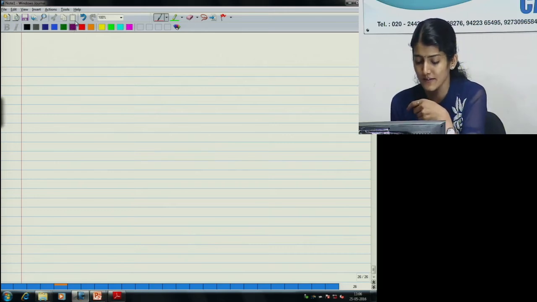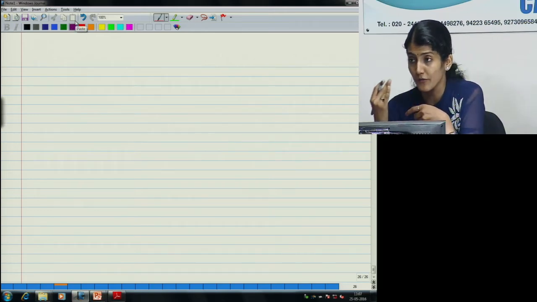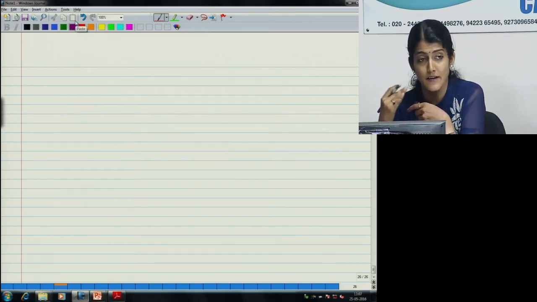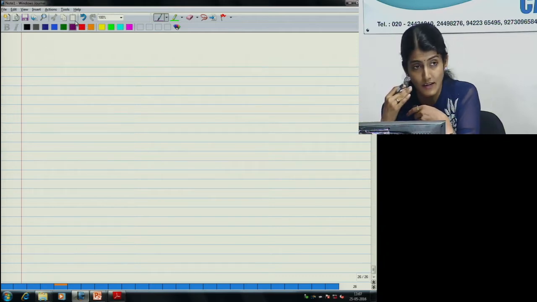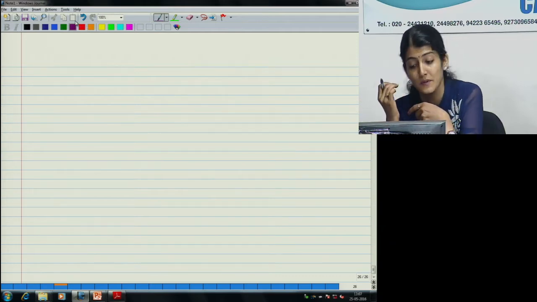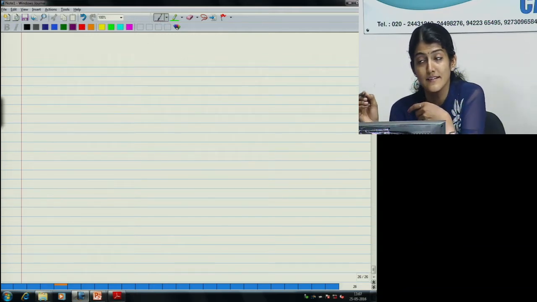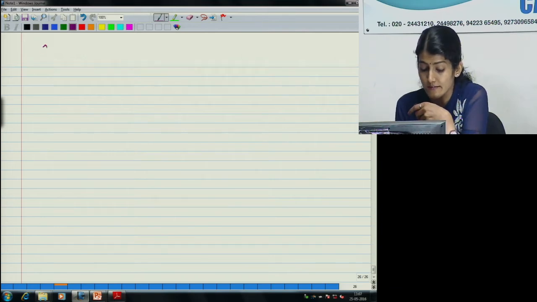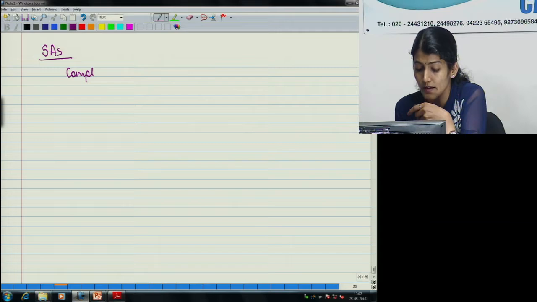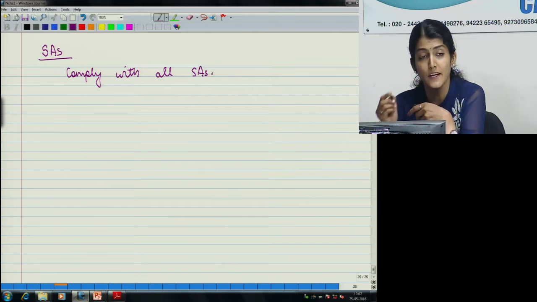The last part of the standard says: conduct of an audit in accordance with the standards on auditing. It is SA 200, which says that the auditor must comply with all SAs which are relevant to the audit.